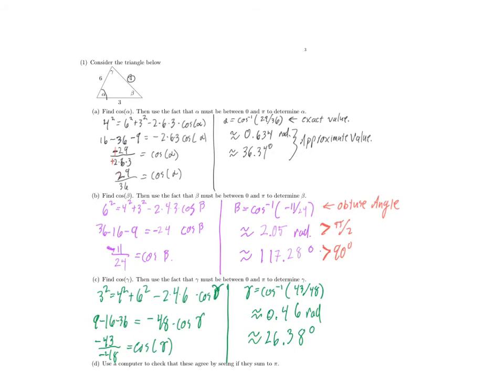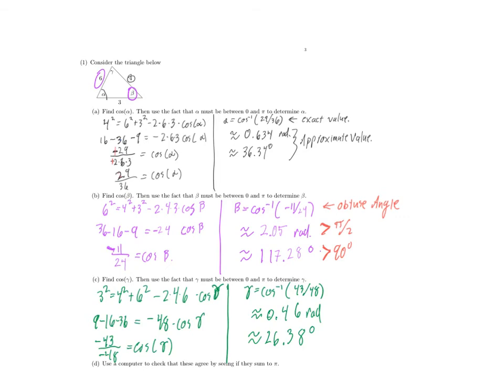So find the angle beta using the law of cosines. The law of cosines centered at beta, color-coded, there's the side opposite beta. It says that 6 squared should be equal to 4 squared plus 3 squared minus 2 times 4 times 3 times the cosine of beta.